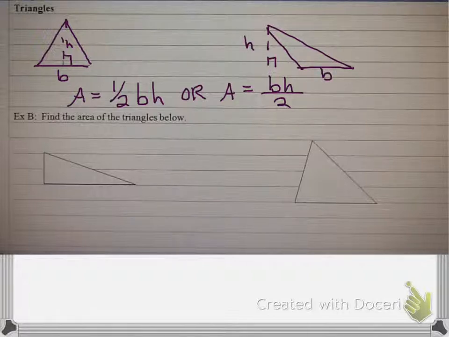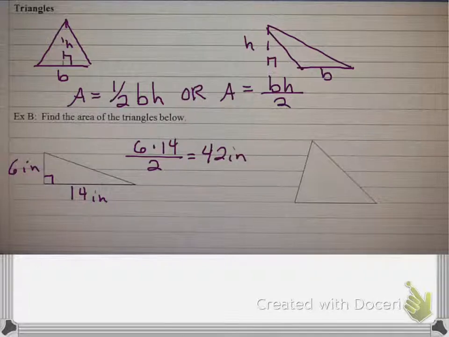It doesn't always have to be inside the triangle like that, but it has to be perpendicular to the base of the triangle, whatever they consider the base at that time. So for our examples down here, if I say that this is 6 inches and this is 14 inches, it's a right triangle, so there's our right angle. So we would do 6 times 14 divided by 2, and that gives me 42 inches squared.